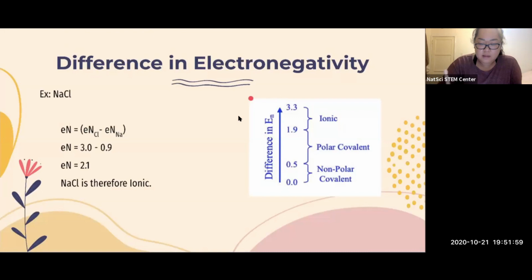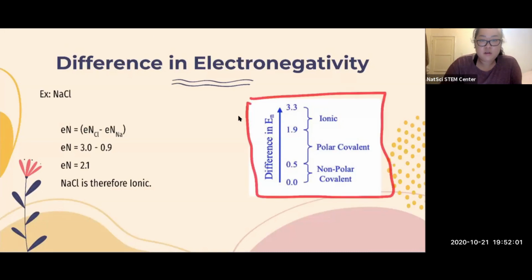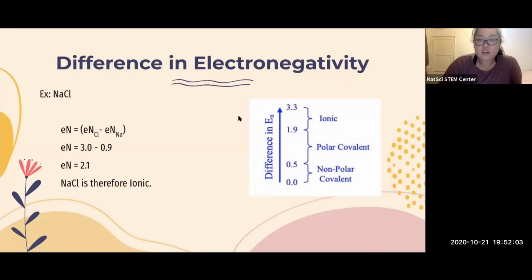Looking at this table right here, there's a range. Since 2.1 falls into this range right here, it's ionic. If it fell from 1.9 to 0.5, it would be polar covalent. 0.4 and under would be non-polar covalent.